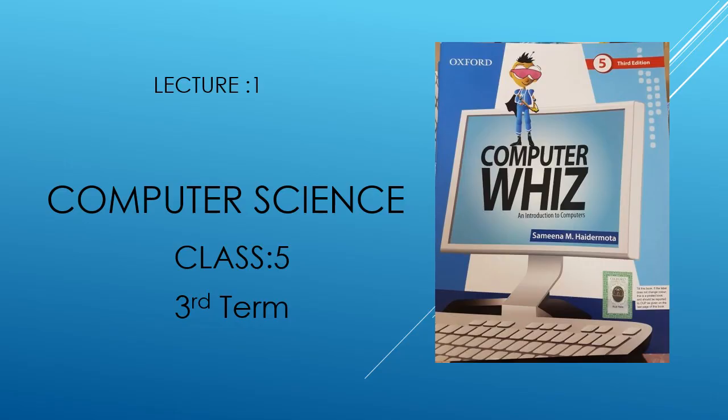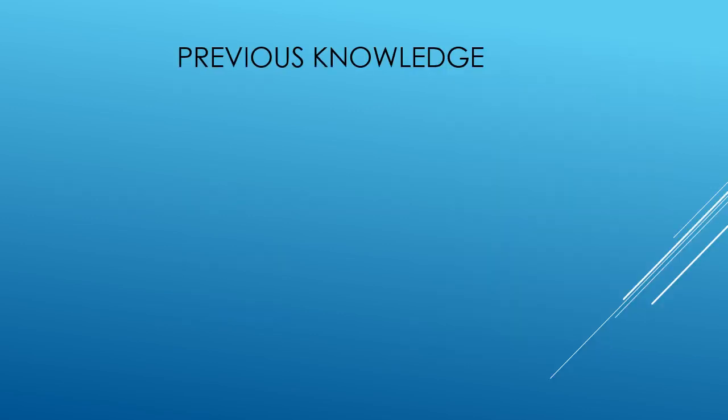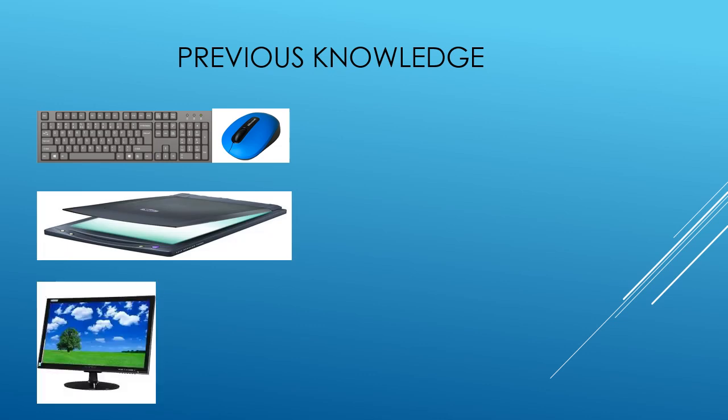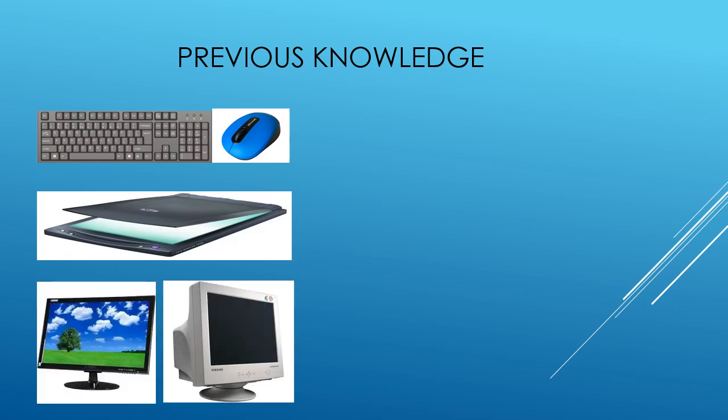Students, this is lecture number 1 of computer science from your third term syllabus. Dear students, now we will revise some of the concepts that we have studied during our second term. In first chapter, we have studied about peripheral devices. The devices that are not part of the CPU but can be connected with the CPU are called peripheral devices. In this chapter, we have also studied the operation of input and output devices.